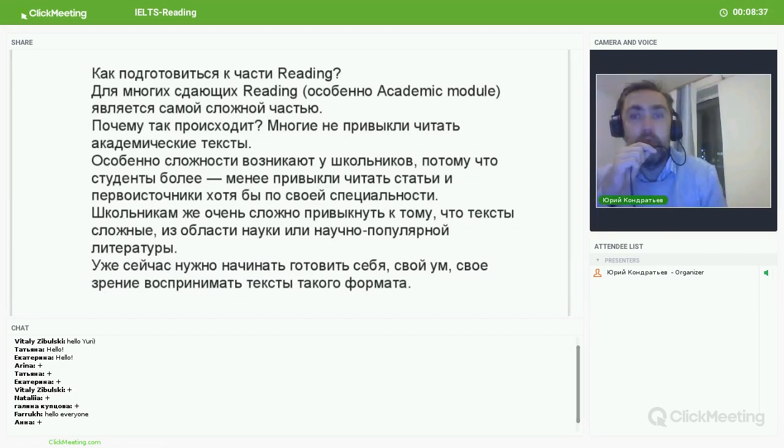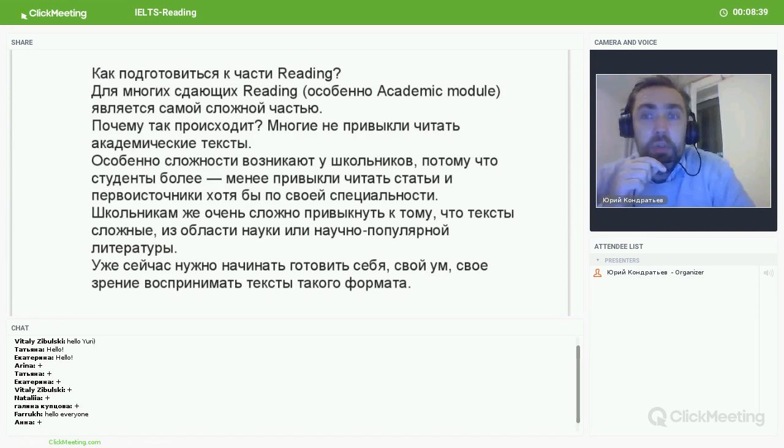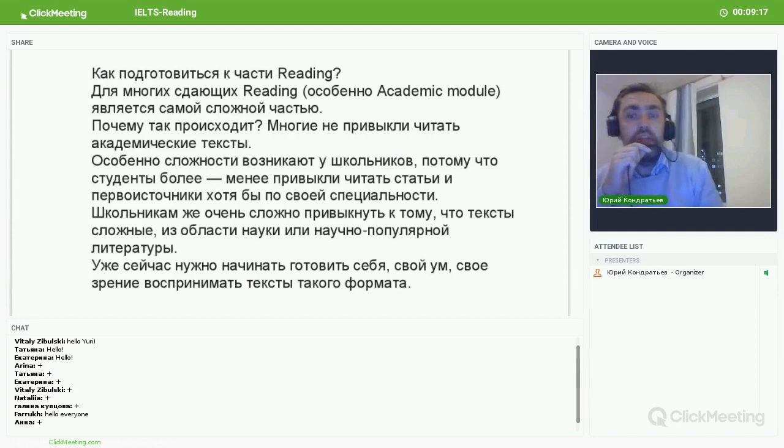So, how can you prepare for the reading module? For many people who take the IELTS, the reading module, especially academic IELTS, is the hardest part. Well, it's usually second after writing, because writing is still harder for some candidates. This happens because a lot of people aren't used to reading academic texts, especially school children. They have never read scientific texts, even in their native language. Even some university students have a hard time doing so.